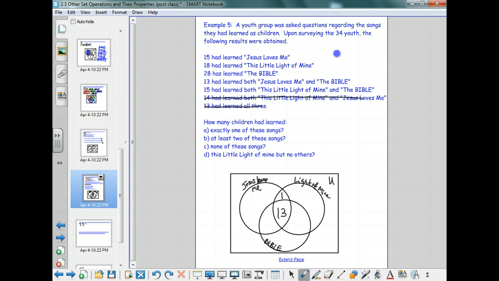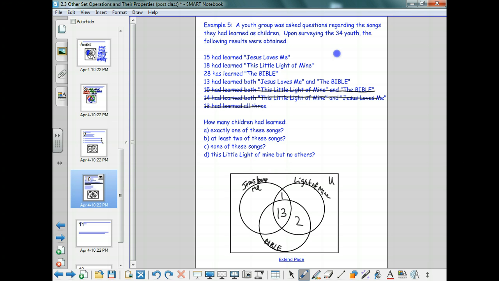Okay, and then it says 15 had learned This Little Light of Mine and the B-I-B-L-E. So what am I going to do with 15? Subtract 13, which will give me the number 2. And where will the 2 go? To the right of the 13. Down here? All right, looks good. Thanks, Madison. All right. Oh, I did this one. Let me mark it off.